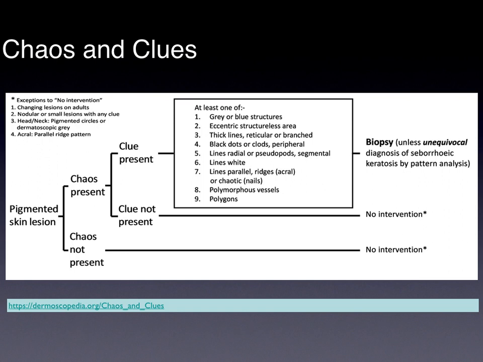There are four exceptions, and if a lesion cannot be recognized as one of the five common benign groups and one of these exceptions is present, we consider an excision biopsy even in a symmetrical, non-chaotic lesion. And these exceptions are any changing lesion on an adult, a nodular or small lesion with any of the clues to malignancy, a lesion on the head or neck with pigmented circles or dermatoscopic grey, and any acral lesion with a parallel ridge pattern. For more information on chaos and clues, I recommend this URL.